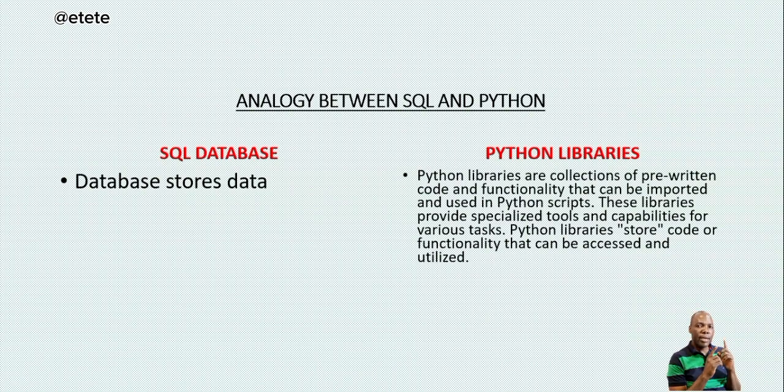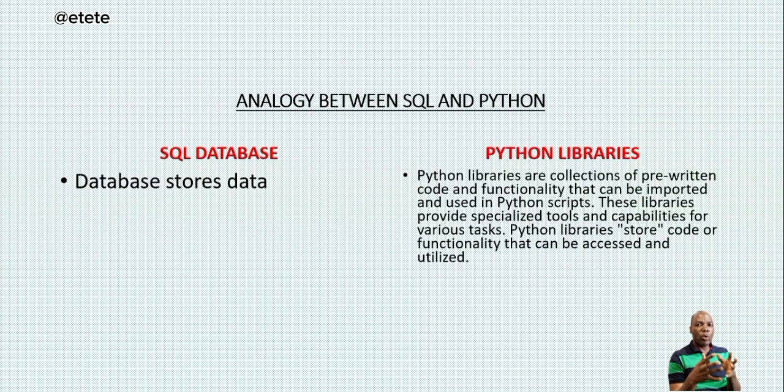Now, in the database class, the database stores data. In the Python world, what is similar to the database is what? Python libraries. The Python libraries are collections of pre-written code and functionality that can be imported and used in a Python script. These libraries provide specialized tools and capabilities for various tasks. Python libraries store code, functionality that can be accessed and utilized. So just like the SQL database stores data, the Python libraries store code.